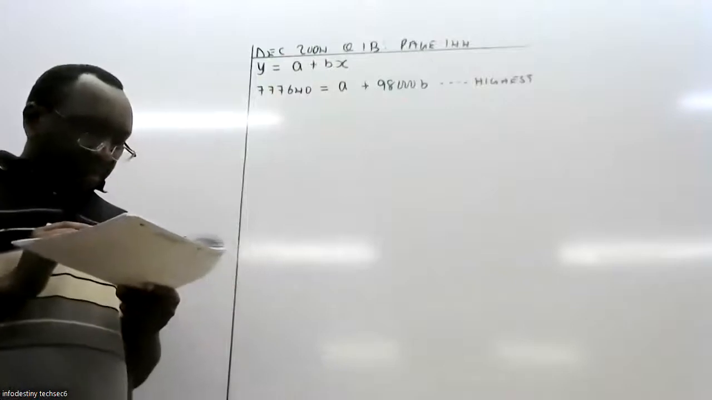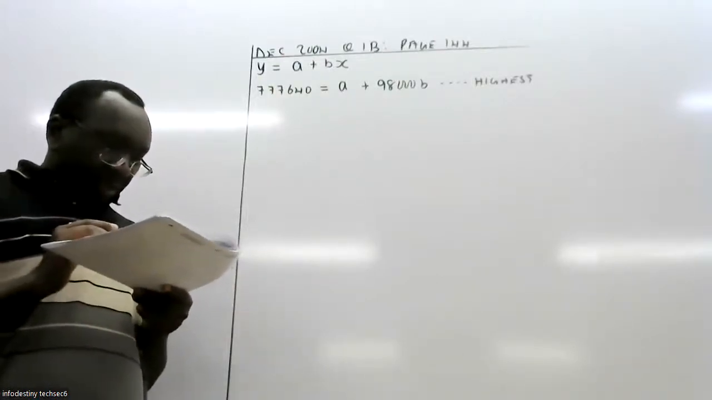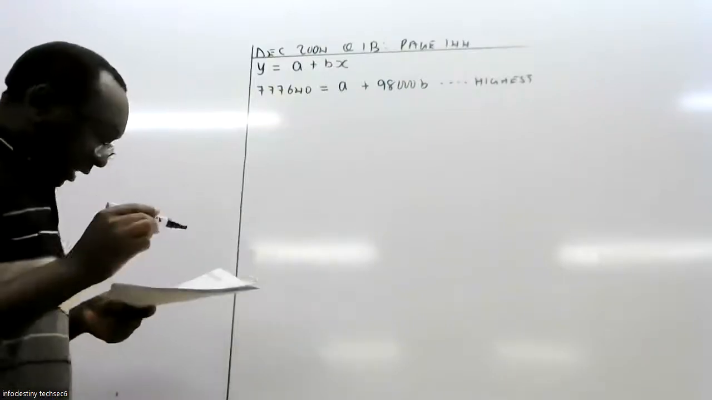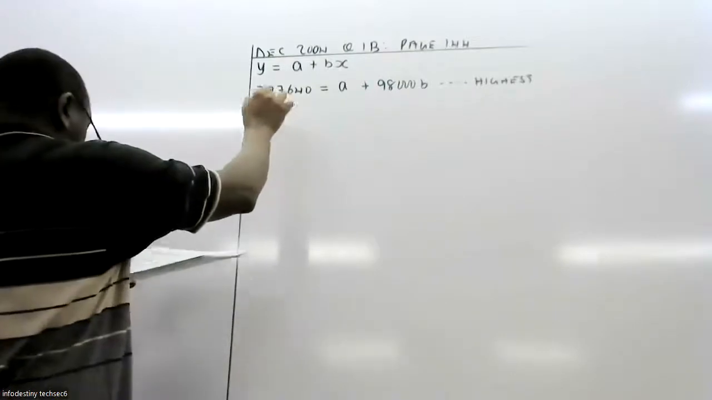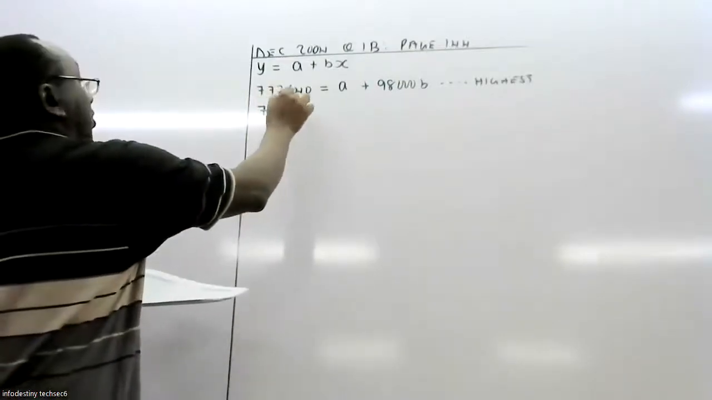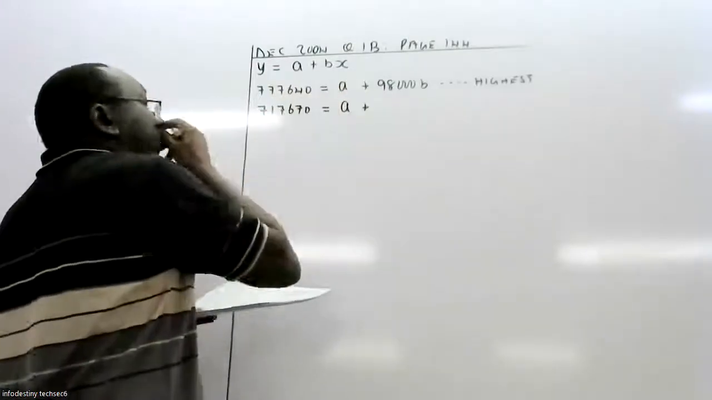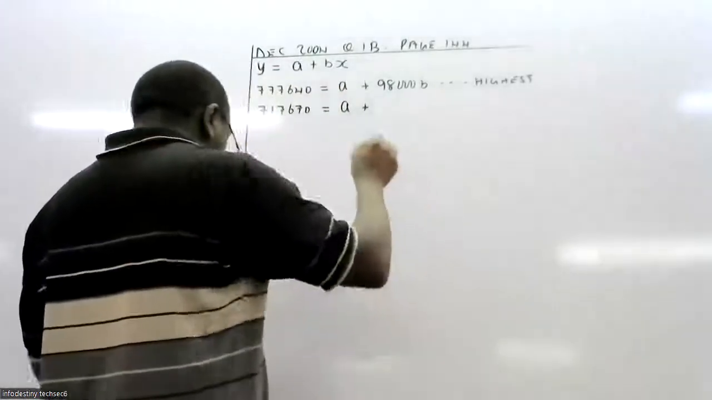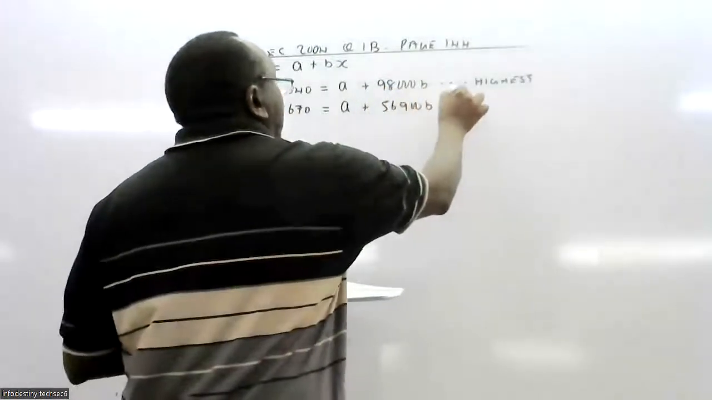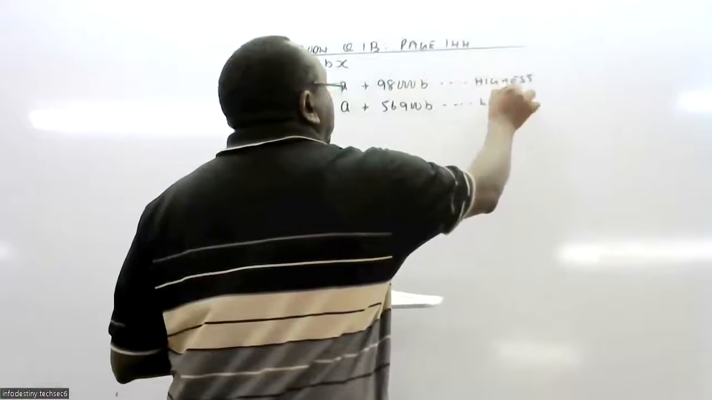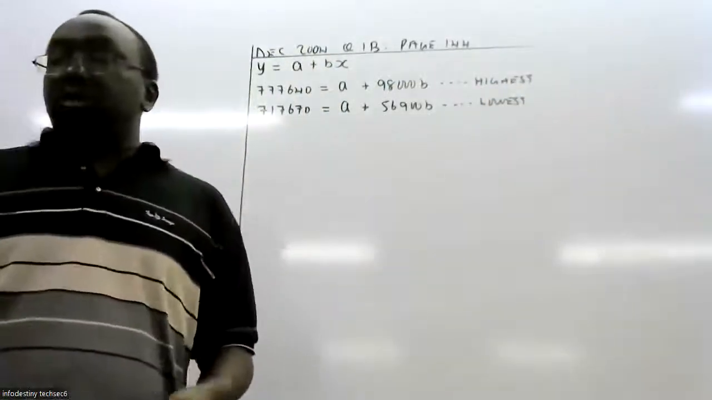The smallest is 56,900. The cost of that is 717,670, being equal to A plus the units, 56,900B, and this is the lowest. So that is the first point. You form the equations that way.